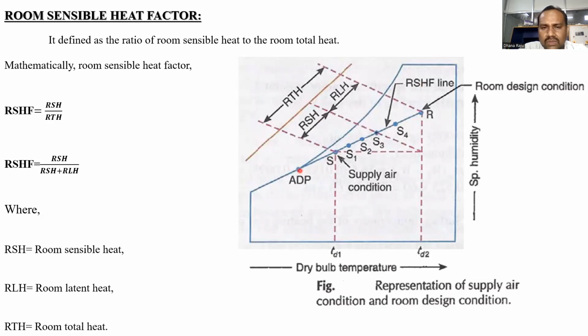What do you mean by apparatus dew point? It is the temperature of the cooling coil. Whenever the air is in contact with the cooling coil surface, it is immediately converted into dew. That is called the apparatus dew point temperature. Right? Is it clear?